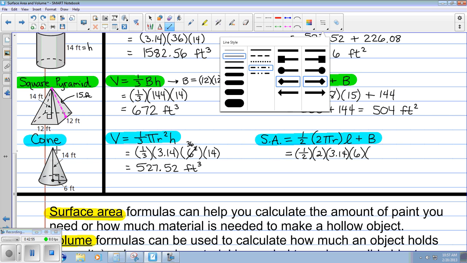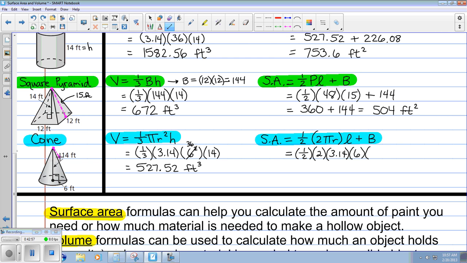Slant height would be from the apex down to the base, so it's actually the side of the cone. And they didn't give us a measurement for that, so just like the other one up here, it would be roughly 15 feet. 15.23 or something, but 15 feet will work for us for today. Okay, so that slant height is 15.